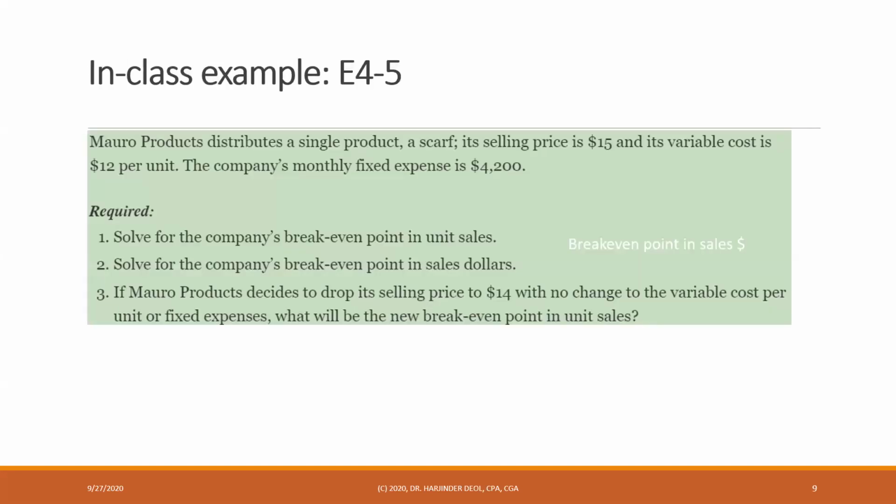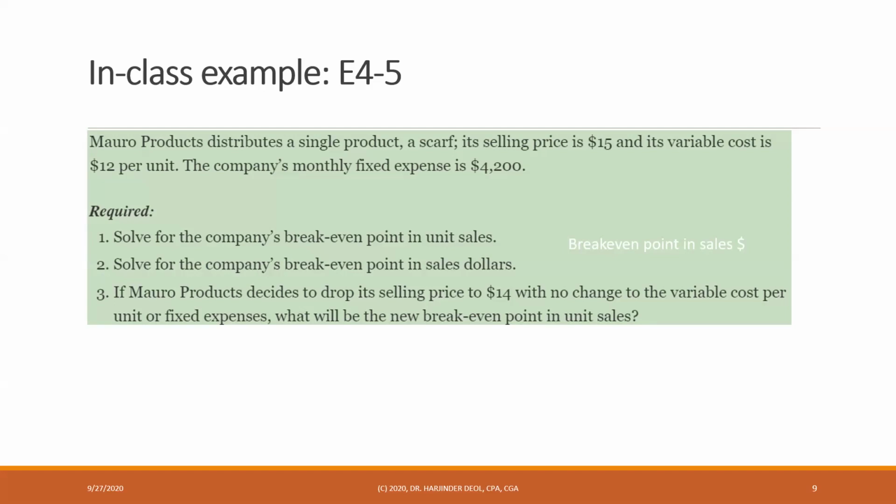So looking at an example here, example E4-5. Moro Products distributes a single product, a scarf. Its selling price is $15 and its variable cost is $12 per unit. The company's monthly fixed expense is $4,200. So we are solving for the company's break-even point in unit sales.